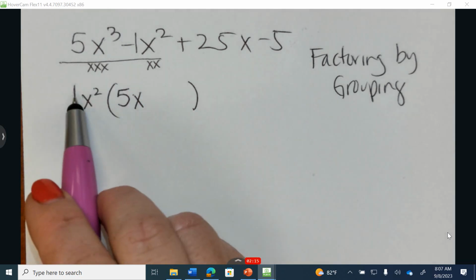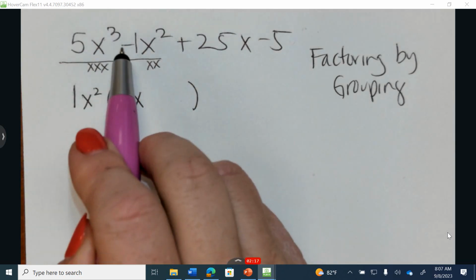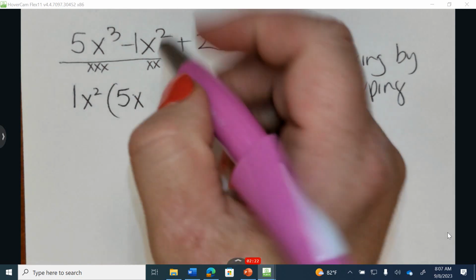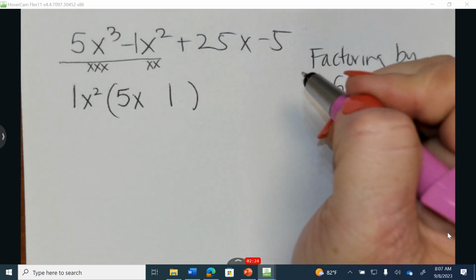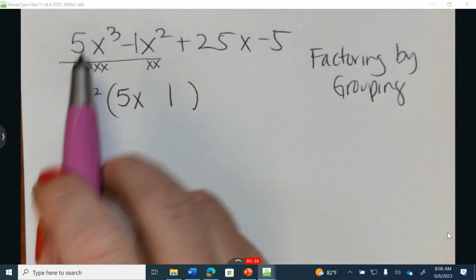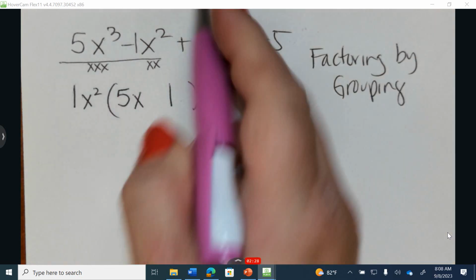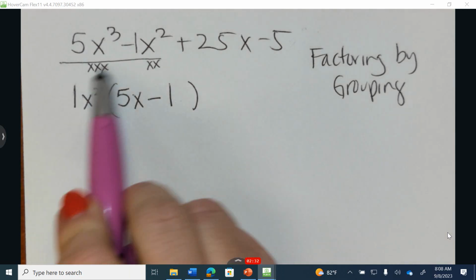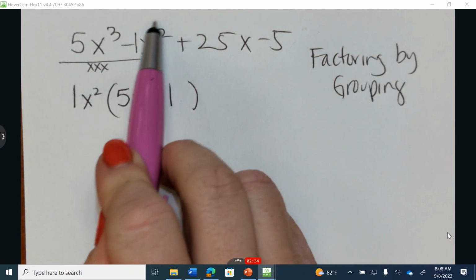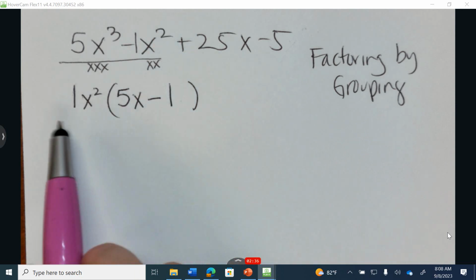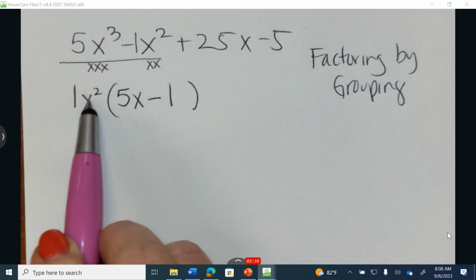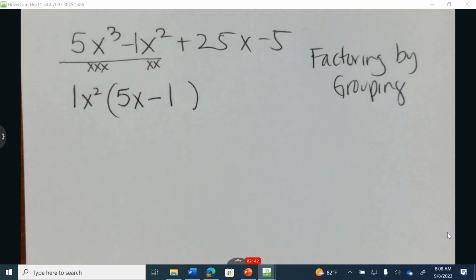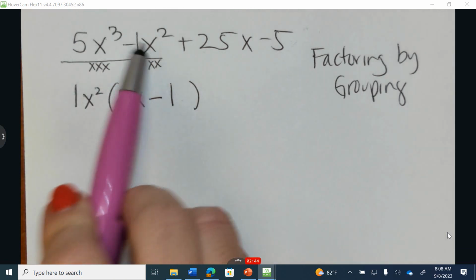Perfect. 1 times what quantity is negative 1? If you write 1, it's wrong. You have to put a plus or minus here. In order to end up with negative 1, I need to put a negative sign in front. 1 times negative 1 is negative 1. I need to end up with 2 x's. And when I distribute, you can see I already have 2 x's. Awesome. So I've just taken care of the first 2 terms.